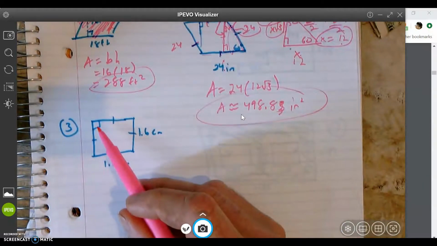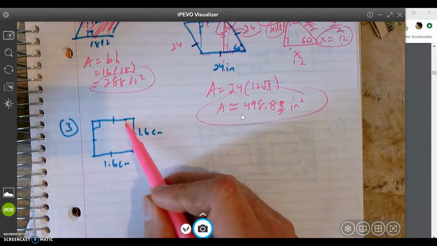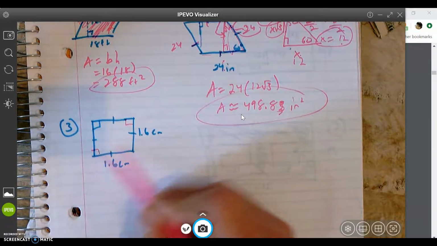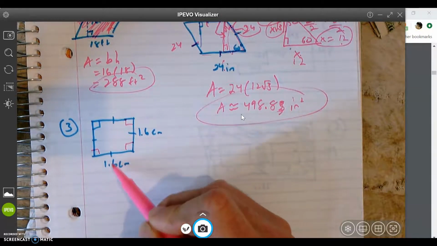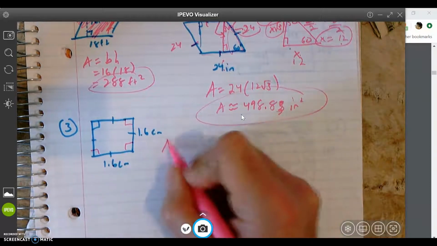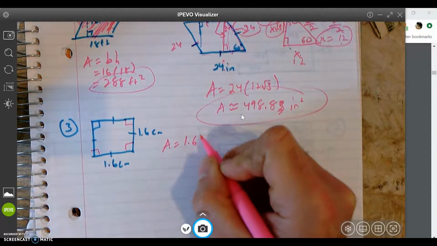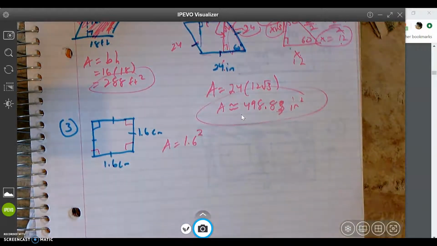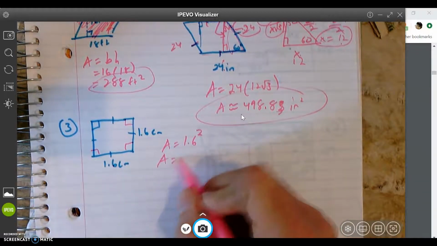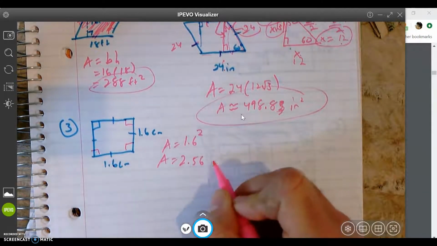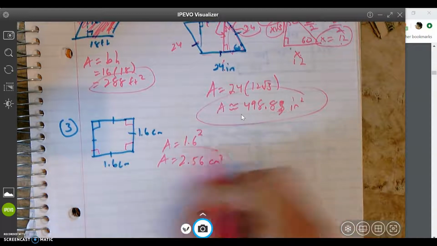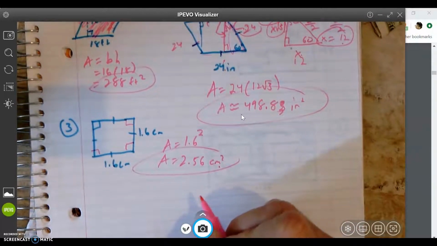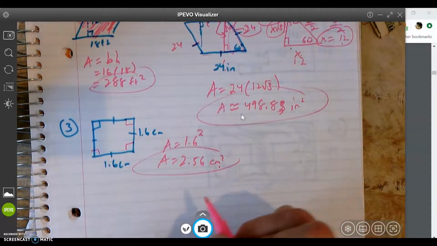This one's right angle. That would mean that all the other sides are right angles. This is just a square. This one's easy. So this is the base, this is the height, so the area is just 1.6 times 1.6, which is 1.6 squared. Easy, 1.6 squared is 2 56/100 centimeters squared. Always put your units right there. It's really gonna help you as you get to more complicated math.